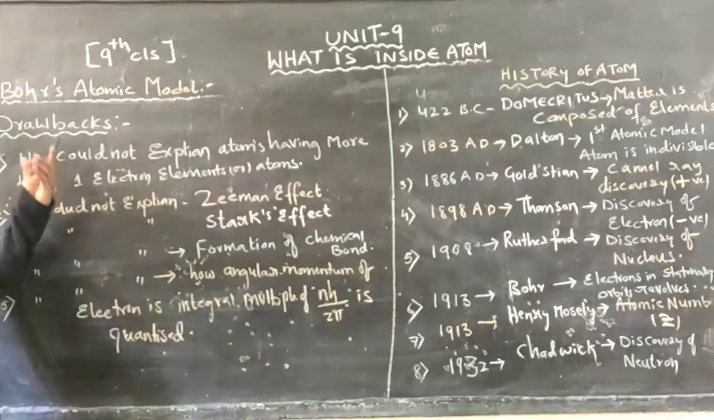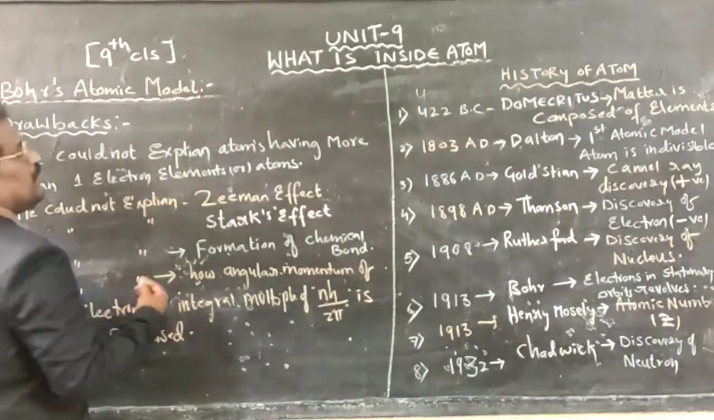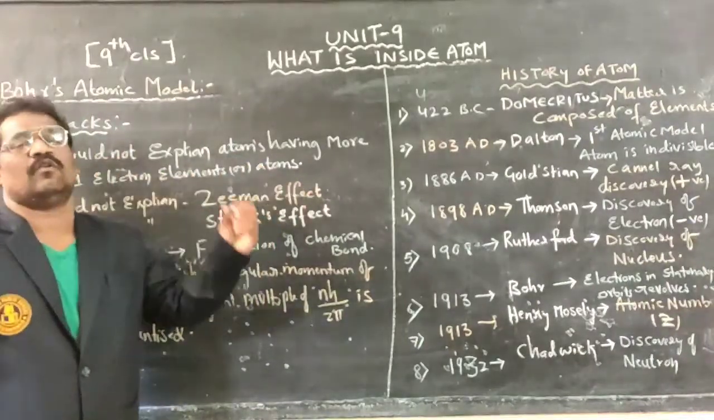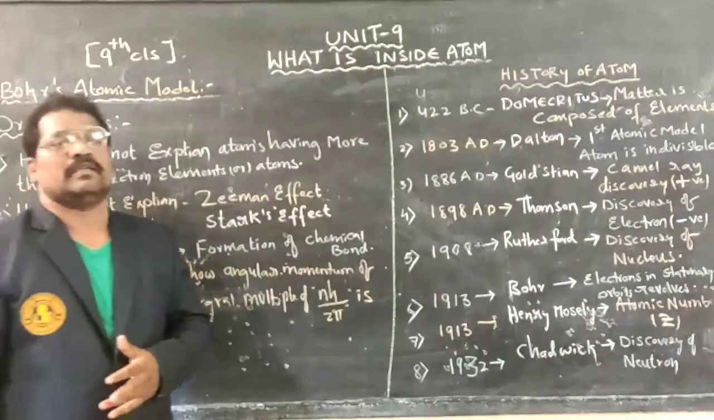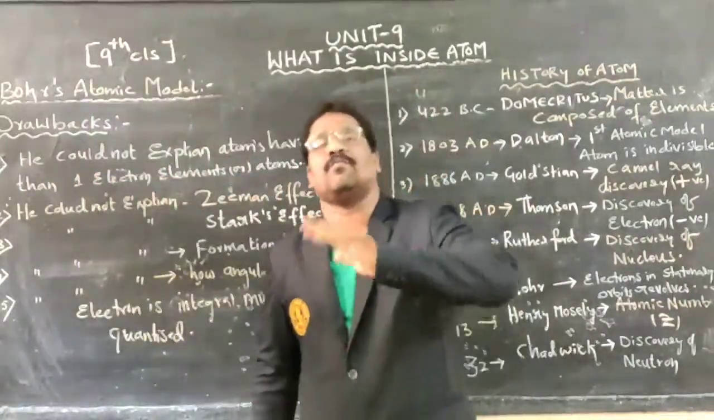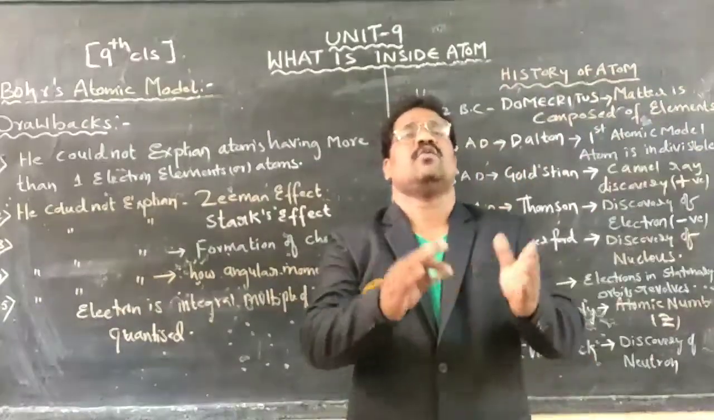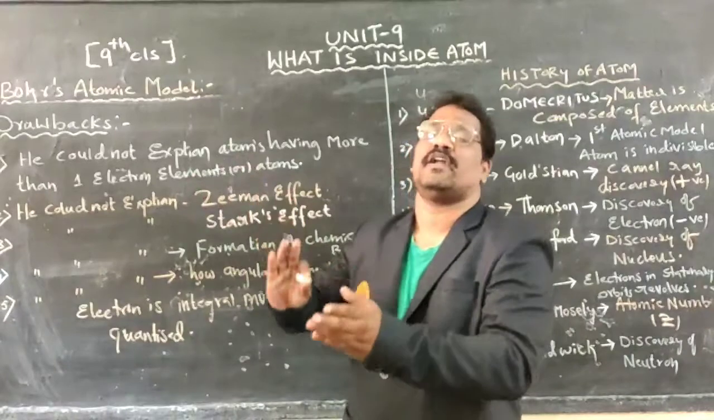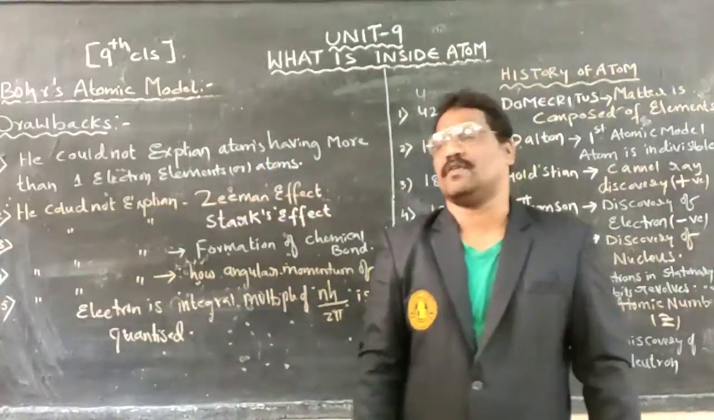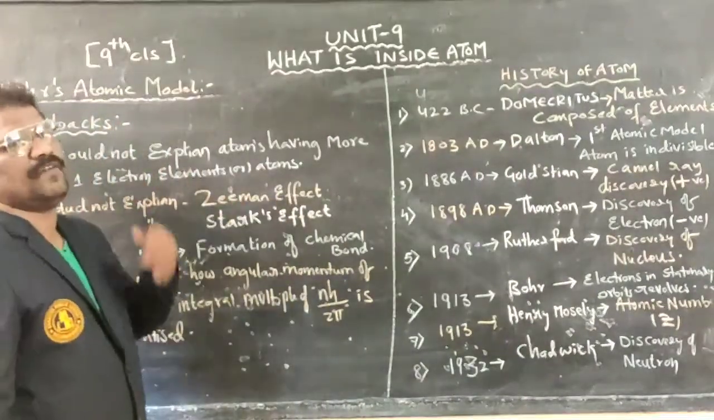The first limitation of the Bohr atomic model is that he could not explain elements having more than one electron. He could explain only single-electron atoms, but if atoms with more than one electron exist, he could not explain them. This theory cannot be suitable for those elements. That is the first drawback. The second drawback is that he could not explain the Zeeman effect.